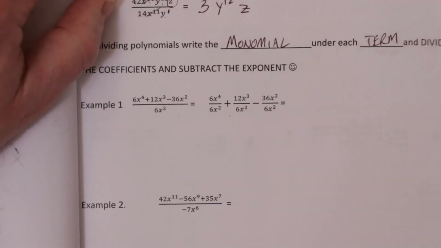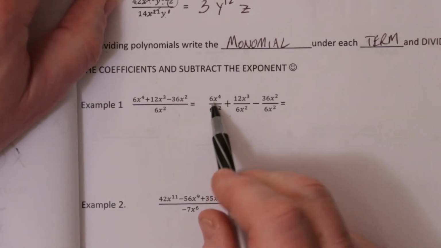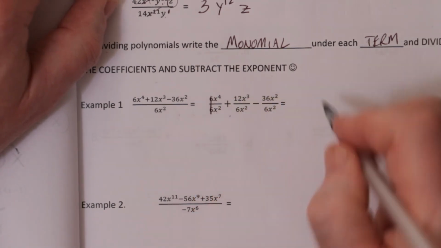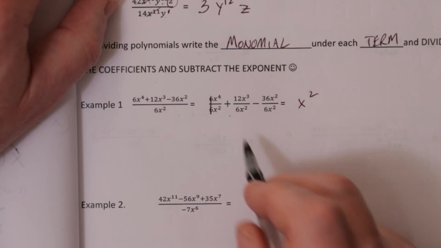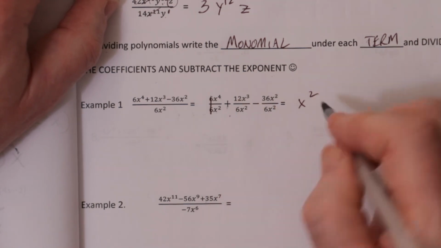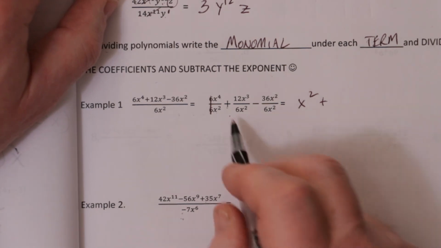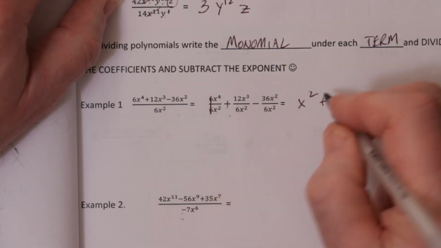All right, so I look at this, and I have 6 divided by 6 is 1. 4 x's, take 2 away, gives me an x squared. And watch your signs, especially when you have a negative on the bottom, you'll see that in a second. All your signs will change. So I get a plus 2x.